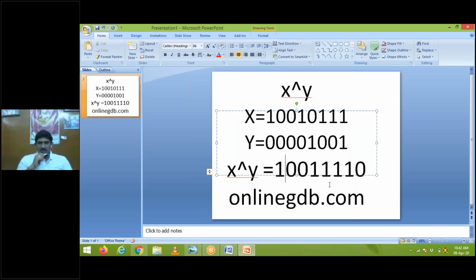Okay, any more doubts? You have to add 4 zeros in front of the y value to fulfill the task.